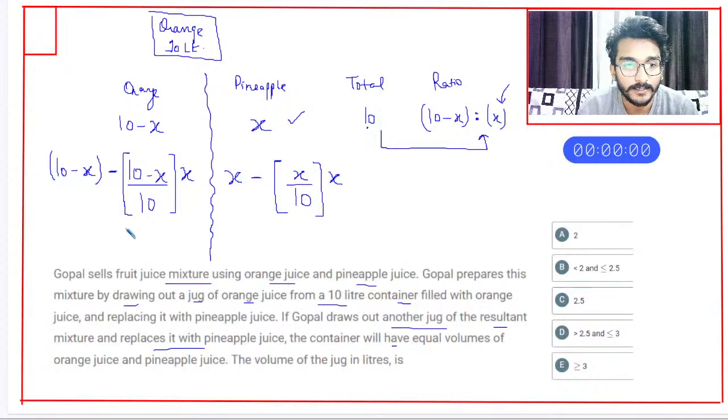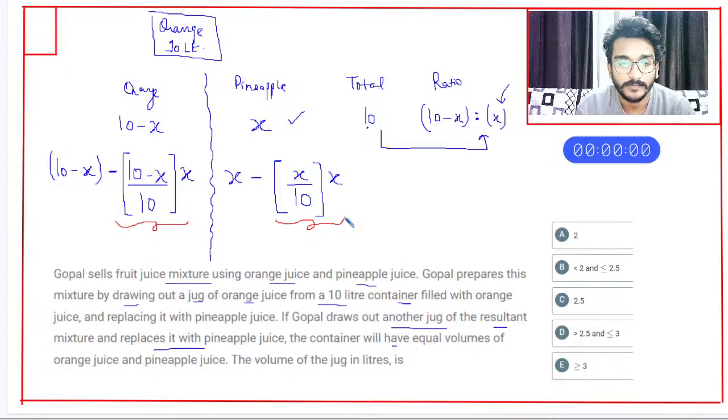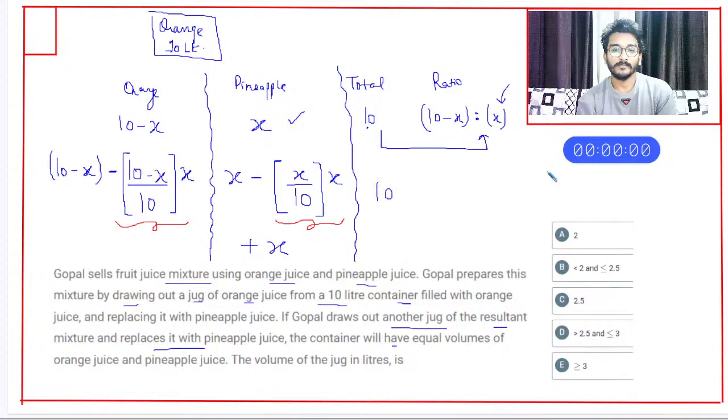See, if you have to balance this part, this value plus this value equals the quantity that is being taken out, which is x. If you add these two particular values, it will be equal to the total quantity that is being taken out, which is x. Now x is taken out and x is replaced again. So x is added to this value to balance, and we can say that the total quantity is still 10. You understand this step?